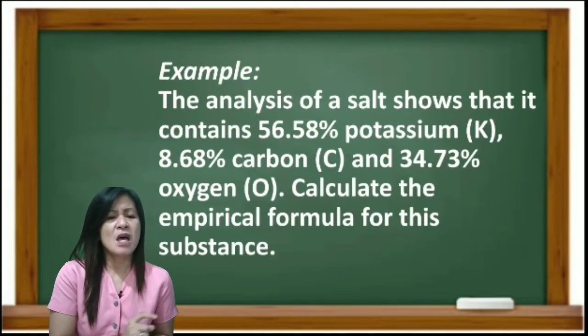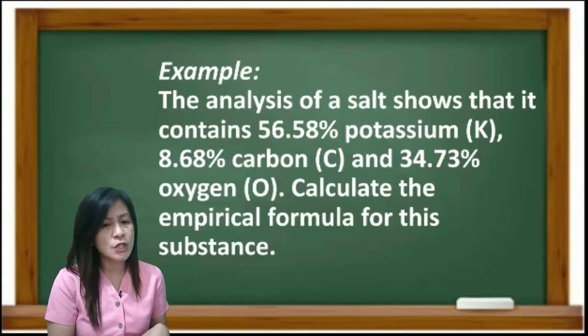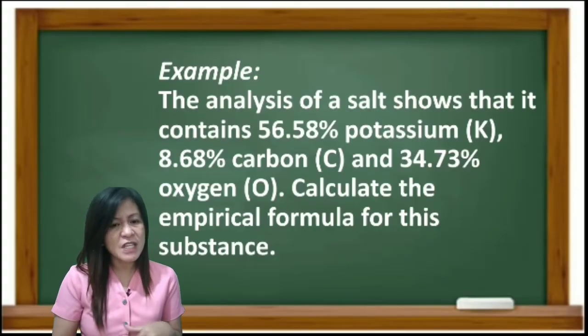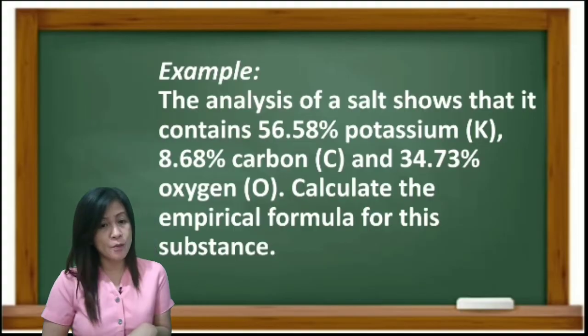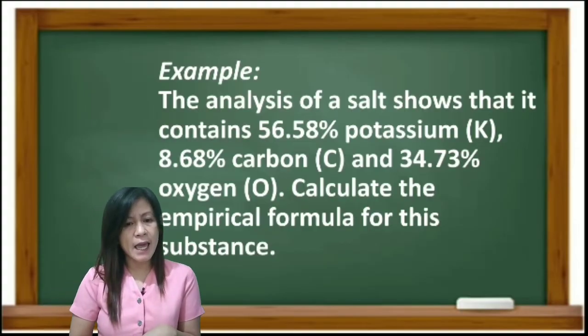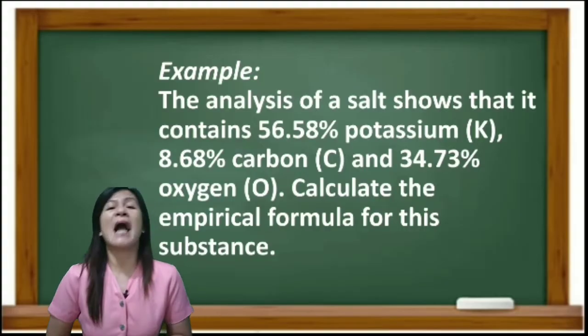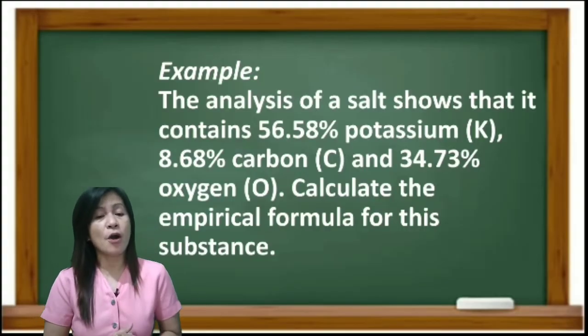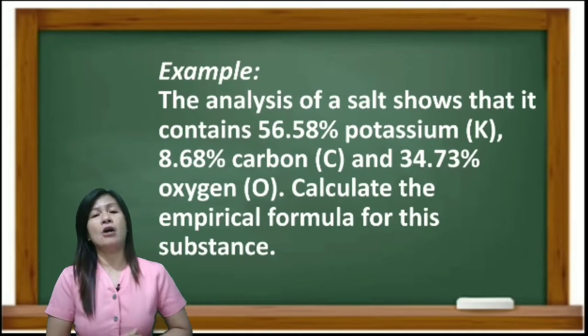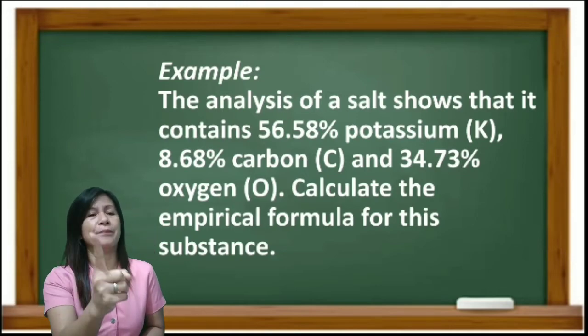Example number 1. The analysis of a salt shows that it contains 56.58% potassium, 8.68% carbon, and 34.73% oxygen. Calculate the empirical formula of the compound. Let's do step 1.